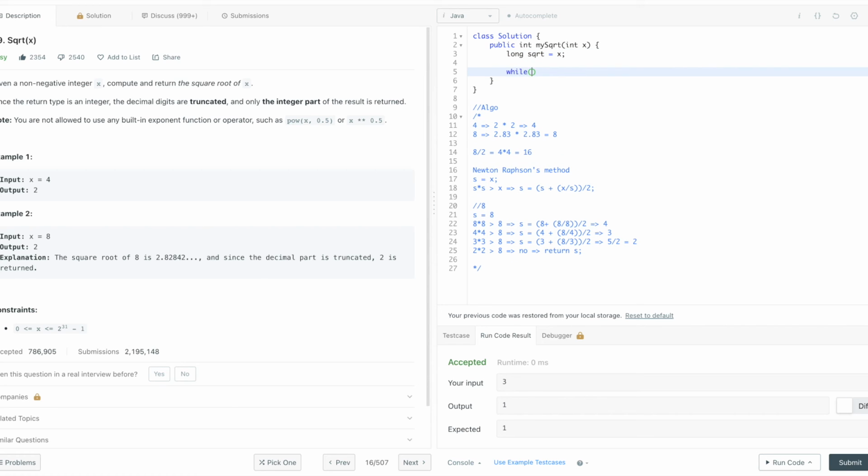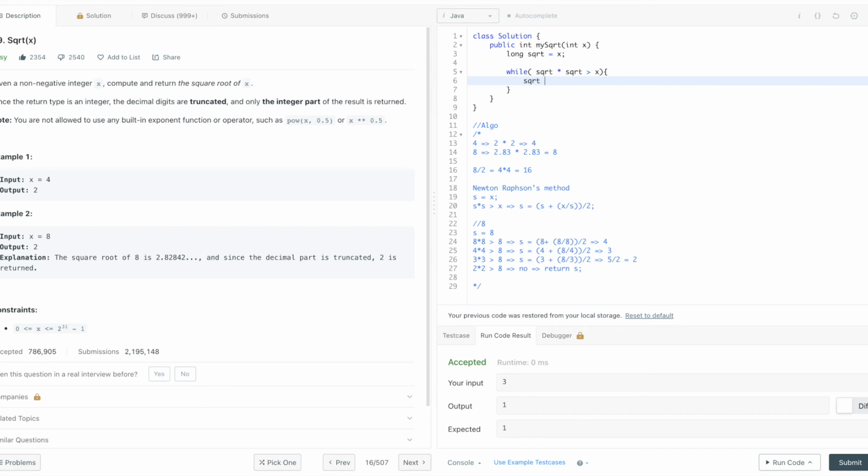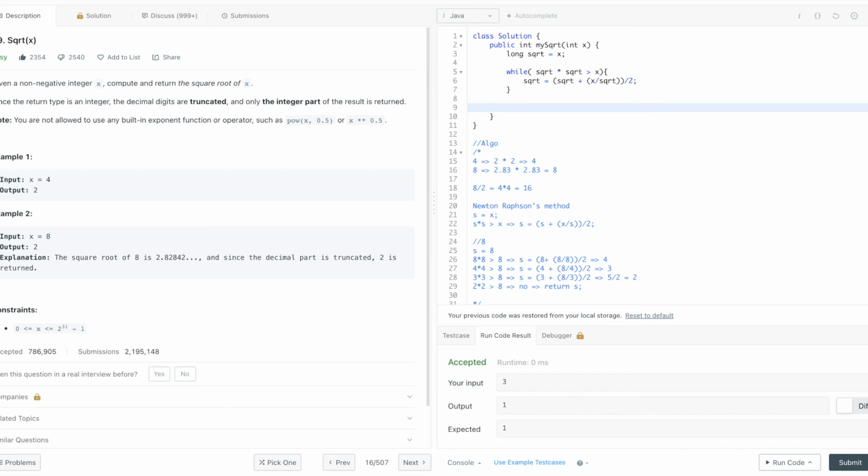And what do we do here? As per the algorithm, we run a while loop. We say square root times square root, if it is greater than x, we run the loop. We say square root is equal to square root plus x divided by square root, the whole sum divided by 2. That's it. When we're done, we just return integer of square root. We just cast it.